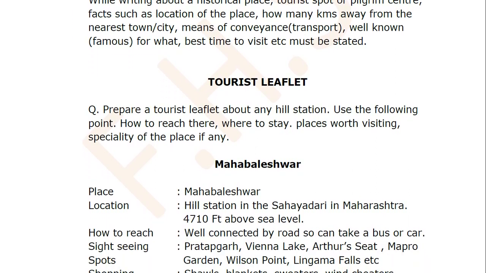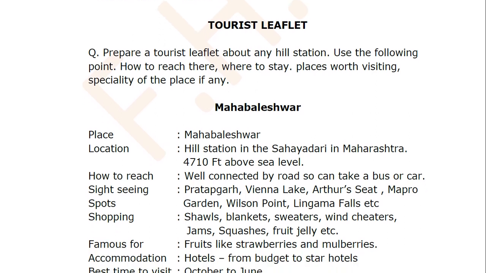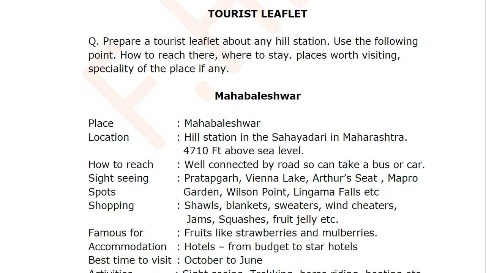So all these things must be stated. Now, I have given you two examples, and in both I've made little changes so you can see how I have made two leaflets. Some things are common in both and some things can change according to the place. Clear? Okay. First question. Prepare a tourist leaflet about any hill station. Use the following points: how to reach there, where to stay, places worth visiting, speciality of the place if any.